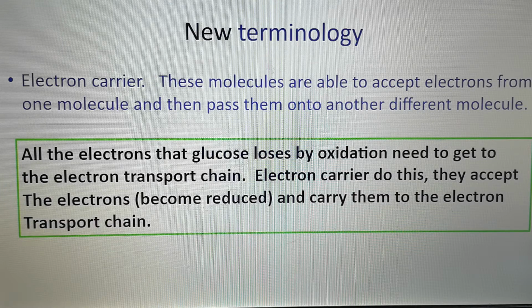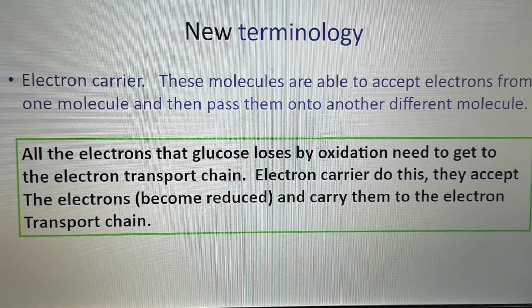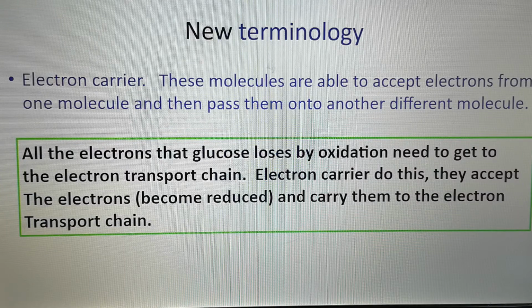So these electrons, like I said, once they get collected by the electron carriers, they get taken to the electron transport chain. And remember, the electron transport chain is where all of or most of the ADP is phosphorylated.